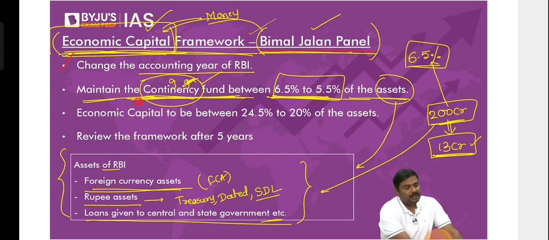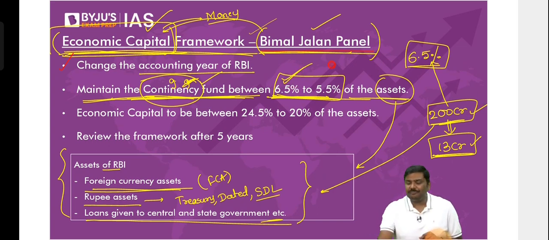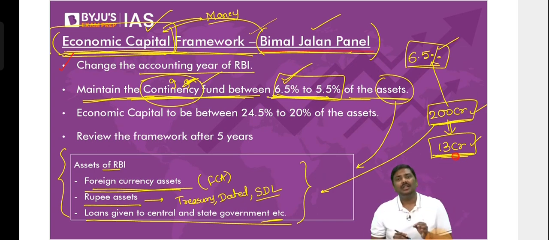I'm explaining this. The contingency fund amount should be between 5.5 and 6.5%. They have accepted 6.5. What does it mean? If your asset value is 200 crore, 6.5% of 200 crore becomes 13 crore rupees. So how much money you keep in the contingency fund should not be more than 13 crore rupees.